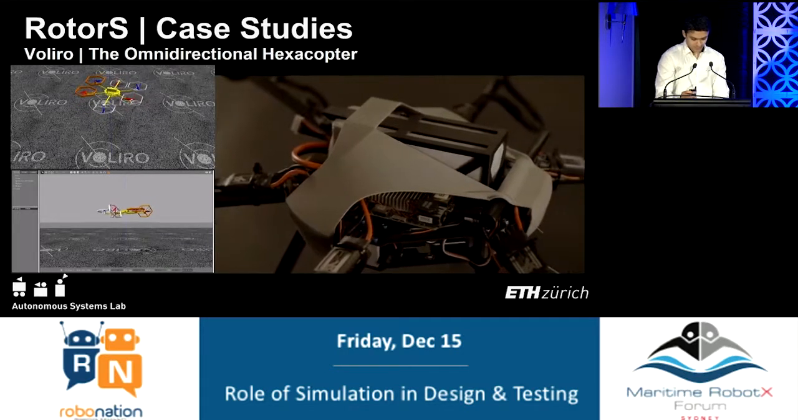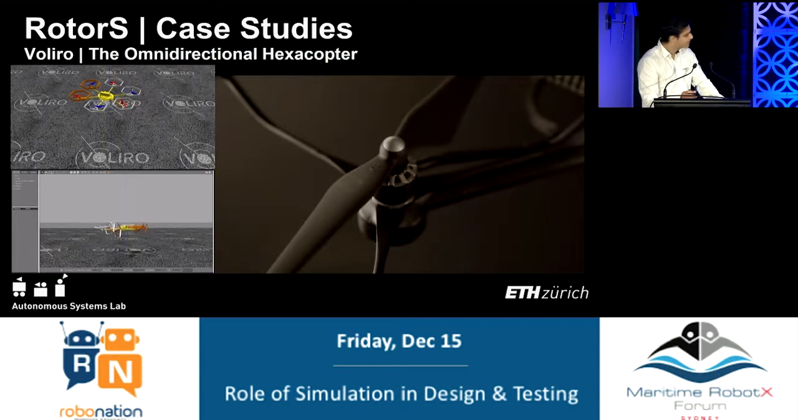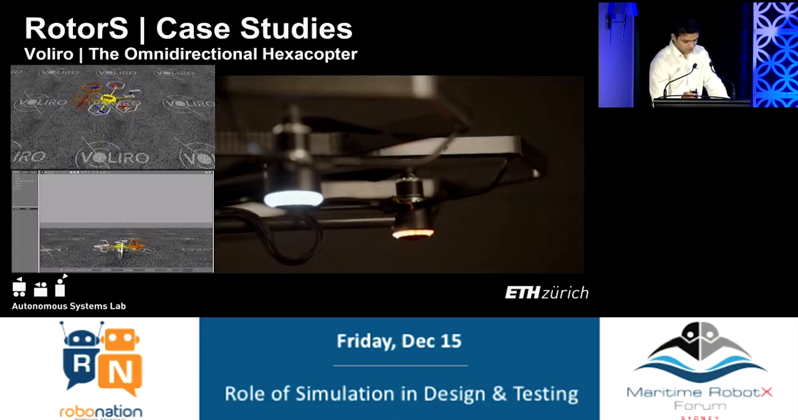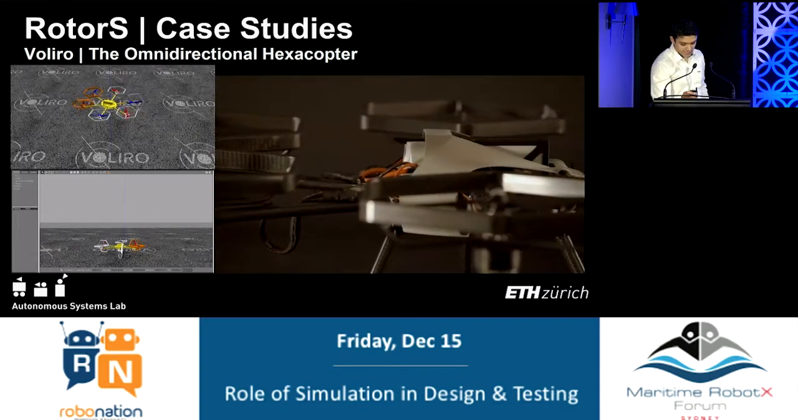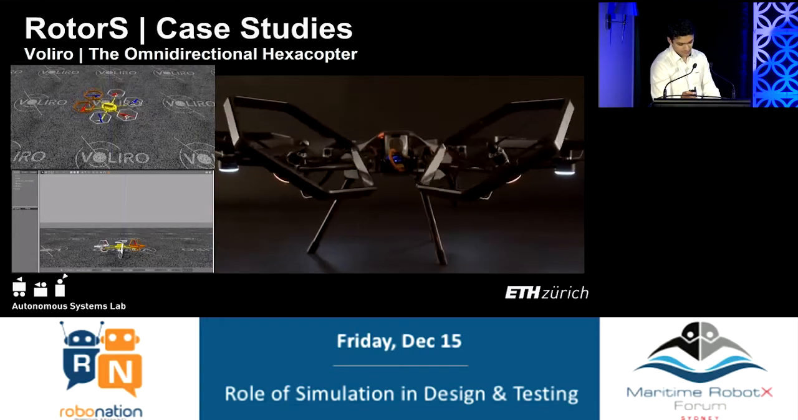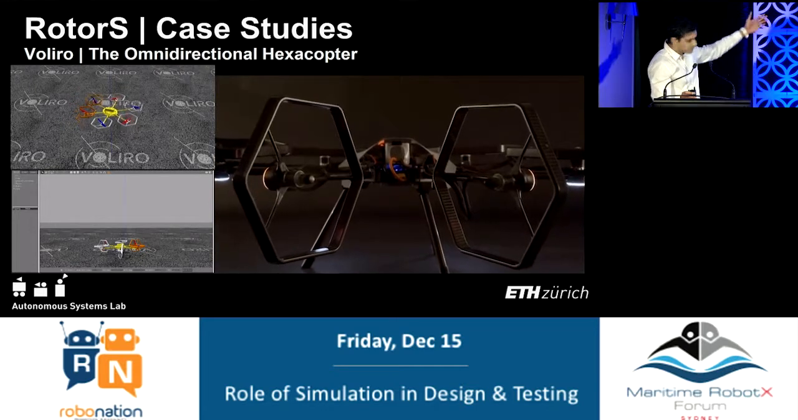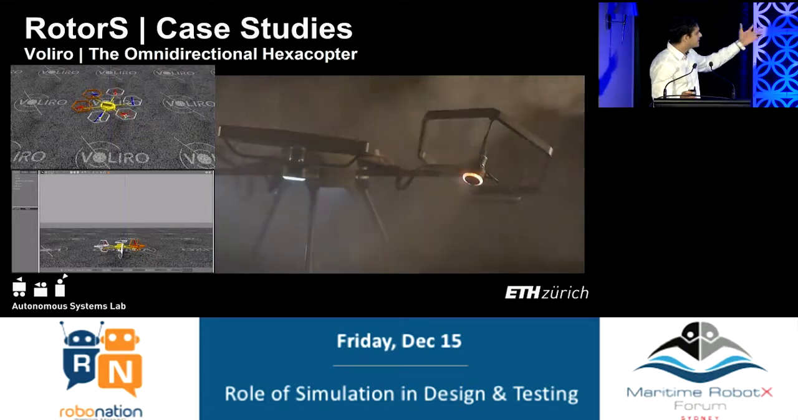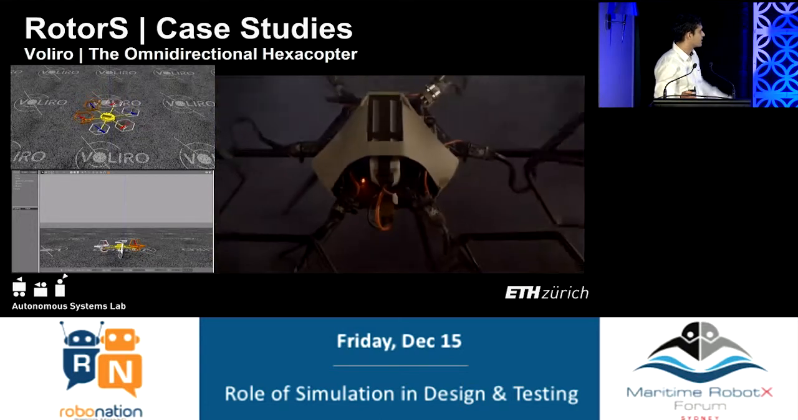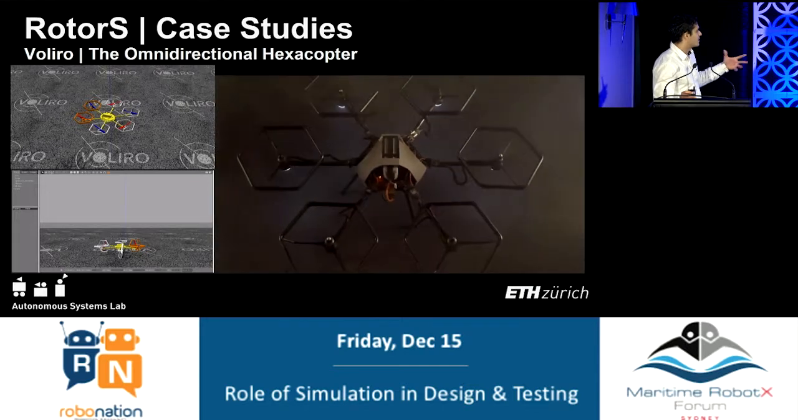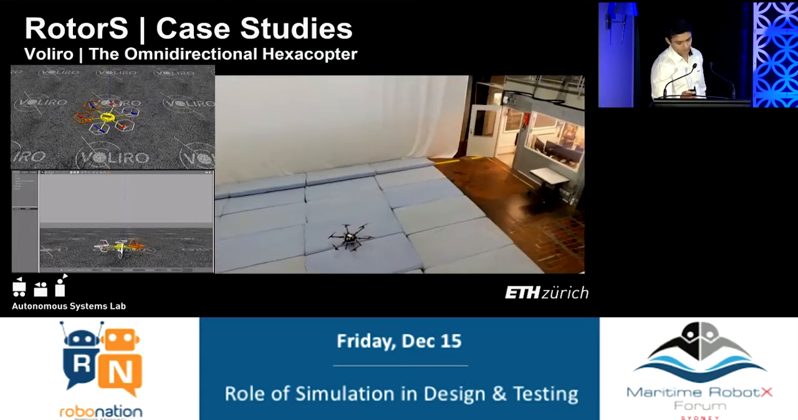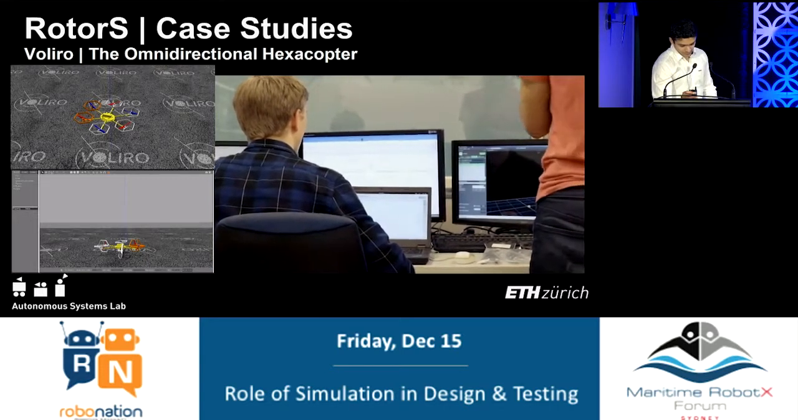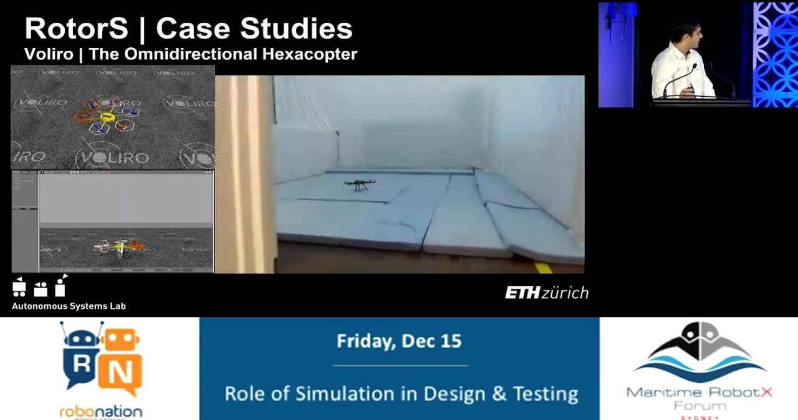Finally, earlier this year, a team of 10 third-year undergraduate students developed this omnidirectional hexacopter. It has 6 additional tilting motors for the propellers. During the first part of the project, they created a rotors version of their platform. This is a testament of how easy it is to create. It basically amounted to creating a URDF model of the robot. And I think that's about it.